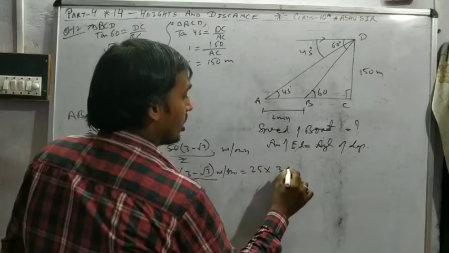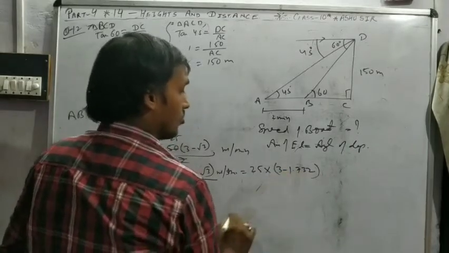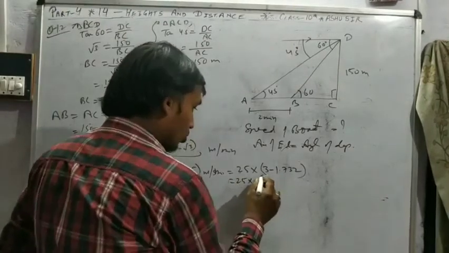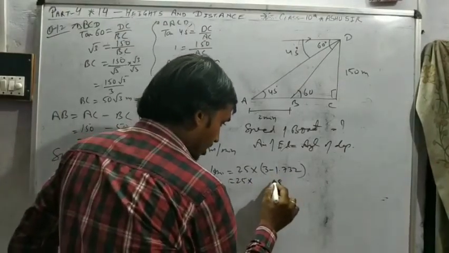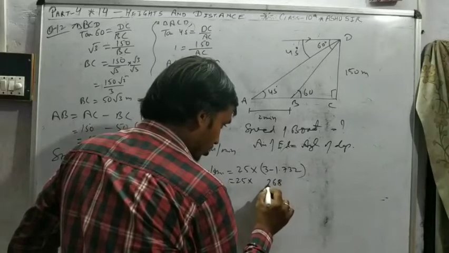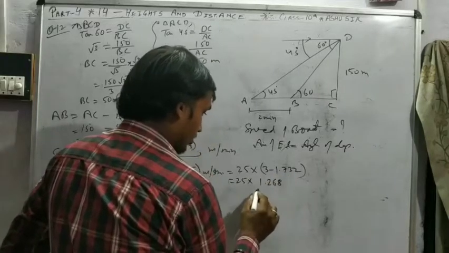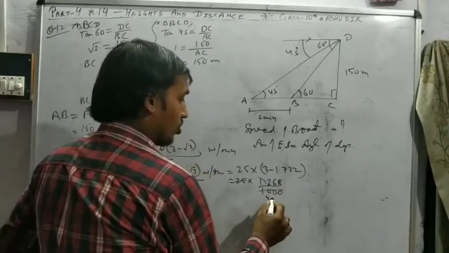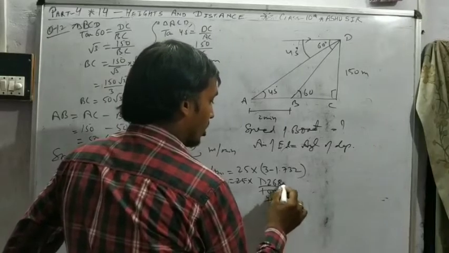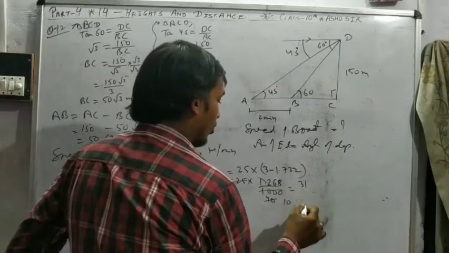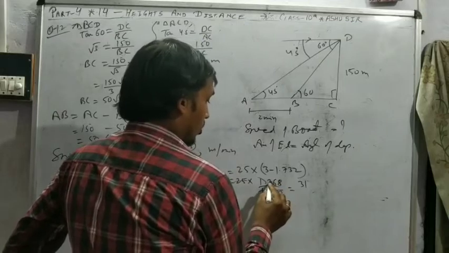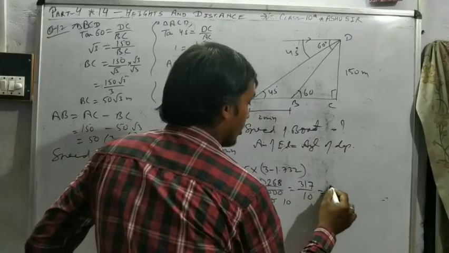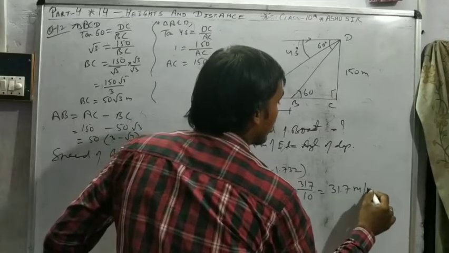25 into (3 minus 1.732). Subtract it. 25 into 1.268, which is 31.7 meter per minute.